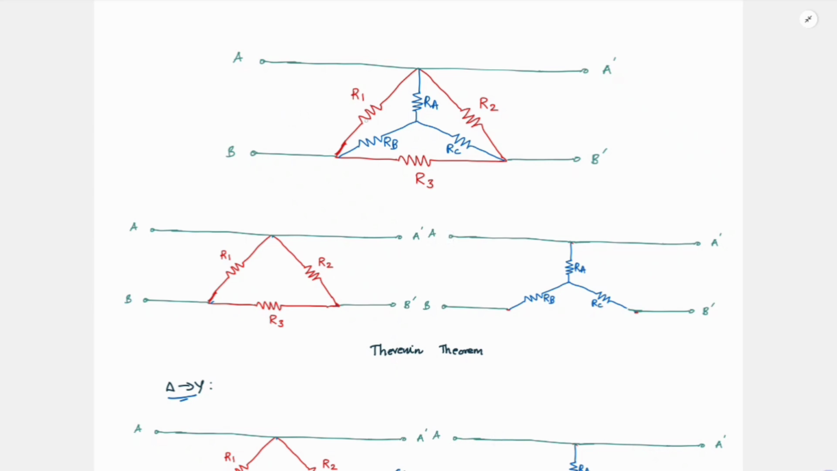Similarly, if I have to go from Y to delta, now I need to find R1. In which case does my R1 appear in natural form? In the open circuit case, R1 comes in parallel with R2 plus R3. So it is R1 into R2 plus R3 by R1 plus R2 plus R3. If you see here, my R1 is not coming separately. It is actually multiplied with something else. So you should not go with the open circuit case approach.